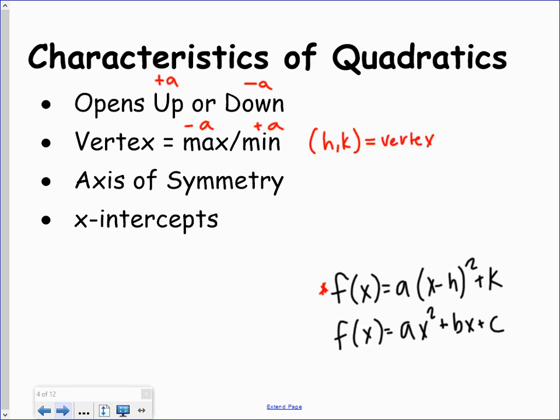There is a way to find the vertex in ax squared plus bx plus c, but I'll tell you starting off right here, we are going to concern ourselves more with the other form. So I focus on HK.